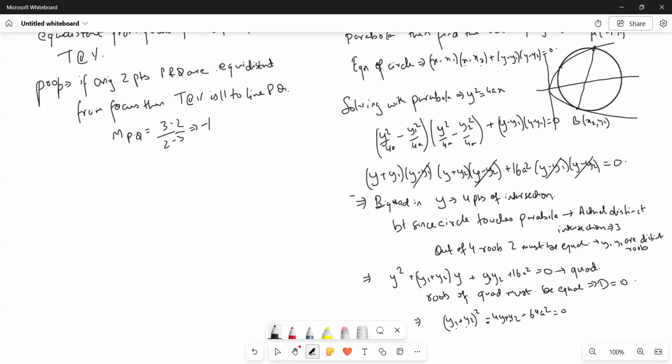But this part is basically (y1 minus y2) whole square, which is equal to 64 a square. So in that case, what will be the value of mod of y2 minus y1? 8a. That would be the answer, 8a. If the circle touches the parabola, this would be the value.